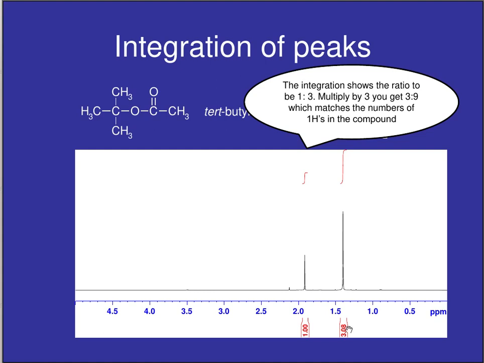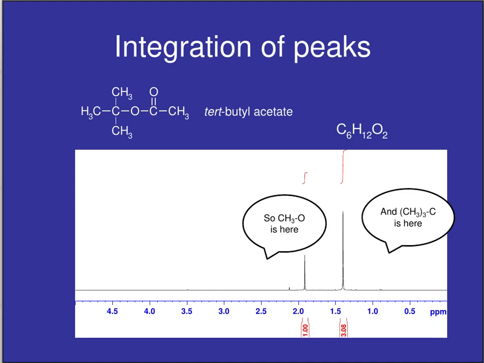Just please be aware that this integration only works for proton NMR. It doesn't generally work for other types of NMR, and certainly not for carbon-13 NMR in the normal form that it is run. Okay, so simply by looking at the areas of the integration of the peaks, we are able to determine and assign signals to tert-butyl acetate.